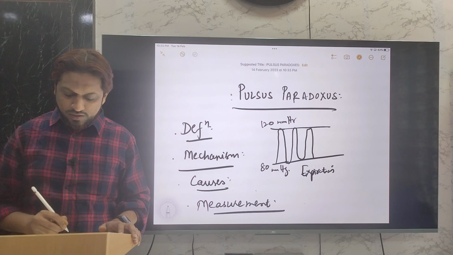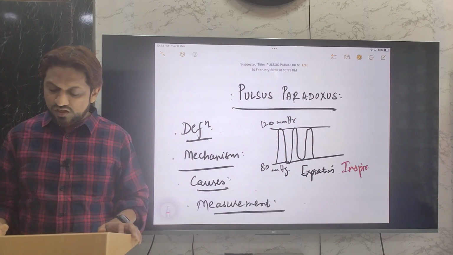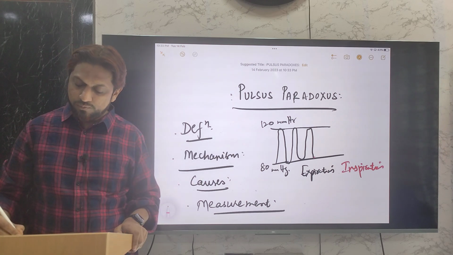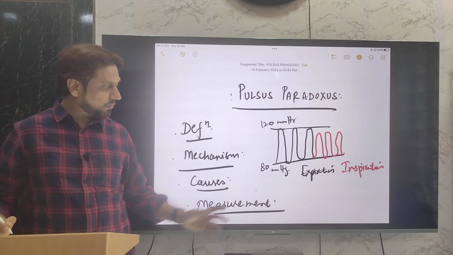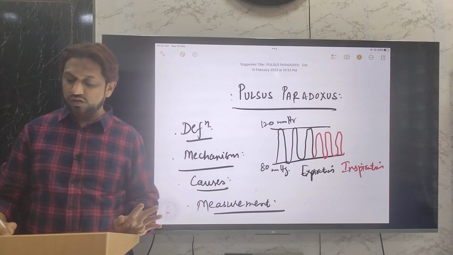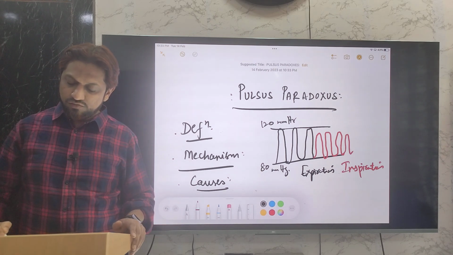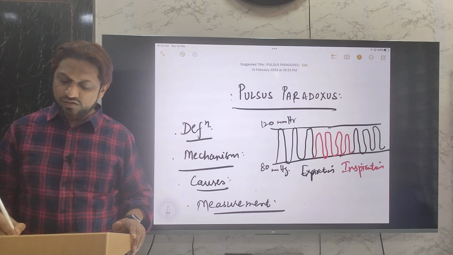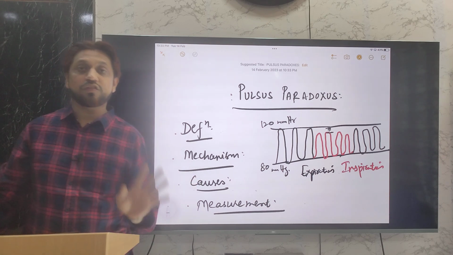Expiration is followed by inspiration. So during the inspiration, particularly in the systolic blood pressure, there is a slight drop, and there is not much change in the diastolic blood pressure during the inspiratory phase. Again, during the expiratory phase, it will come back to its original position. So during inspiration, the systolic blood pressure has a slight fall, and it is a normal condition, not an abnormal condition or a disease condition.